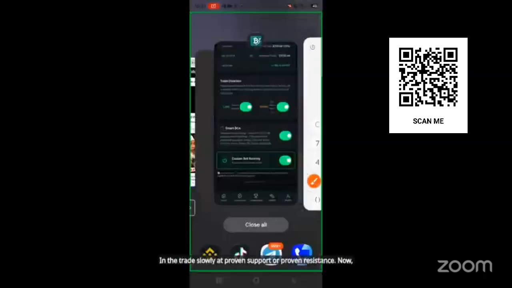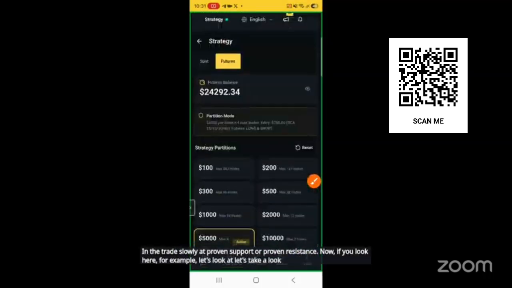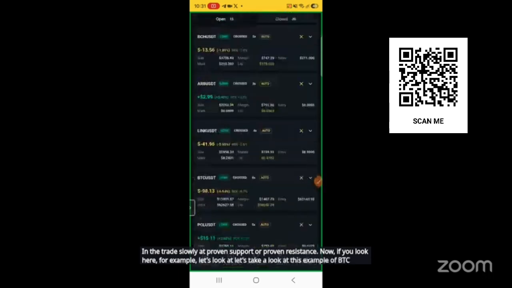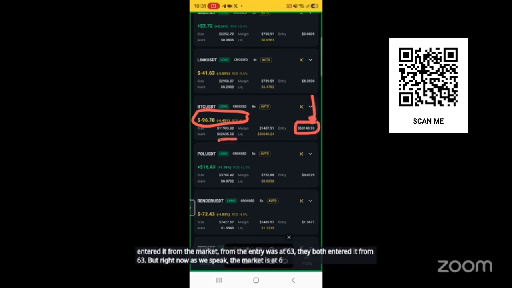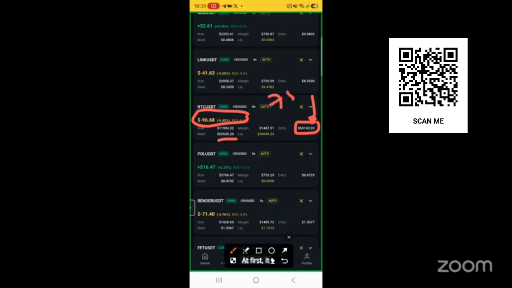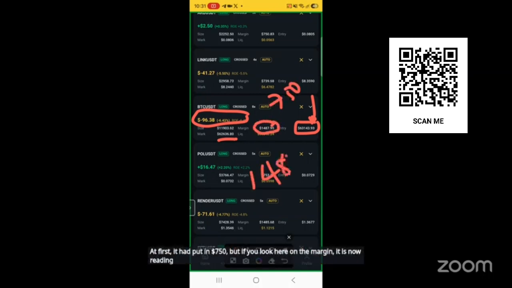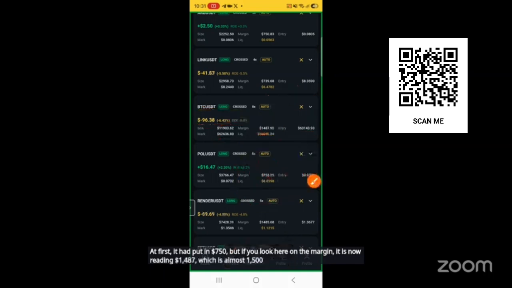Now, if you look here, for example, let's take a look at this example of BTC USDT. It went against me. You see this? BTC USDT, we entered it from the market, from the entry at 63. The bot entered it from 63. But right now, as we speak, the market is at 60. So you can see at first, it had put in $750, but if you look here on the margin, it is now reading 1,487, which is almost 1,500, which means it added in more money to protect this position at a proven support.